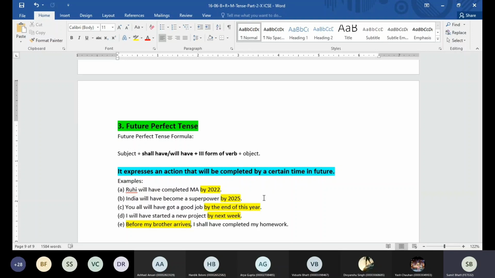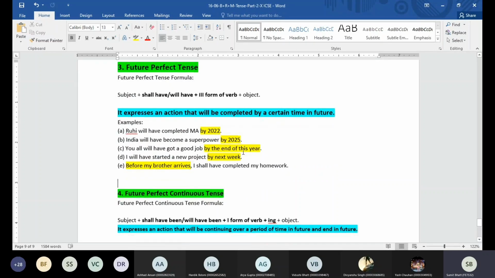So when we have the word "by", in those cases, guys, generally we use future perfect tense. Like by 2022, this thing will have completed. By 2025, the first thing will have completed. By the end of this year, the first thing will have completed. By next week, the first thing will have completed. And before my brother arrives, something will have completed. So for completed actions in the future, we use future perfect tense.